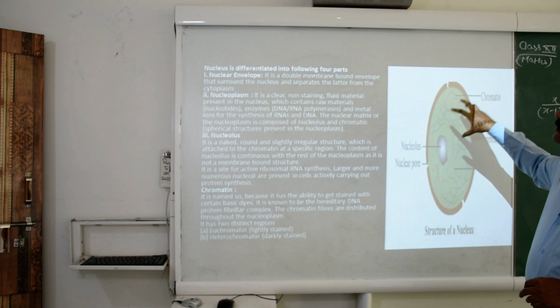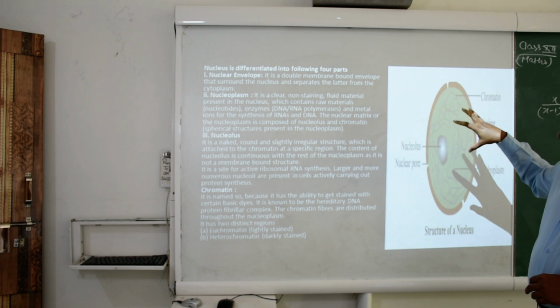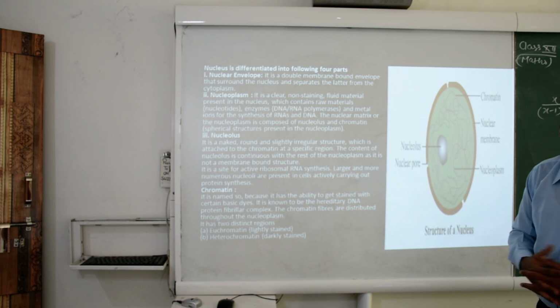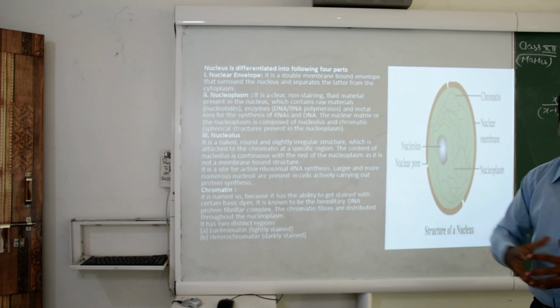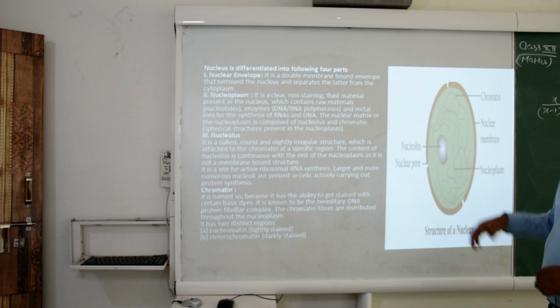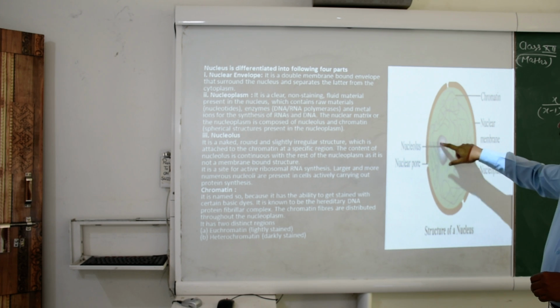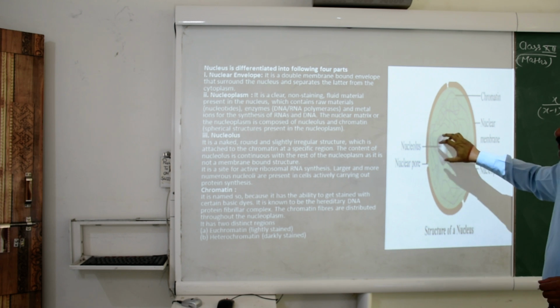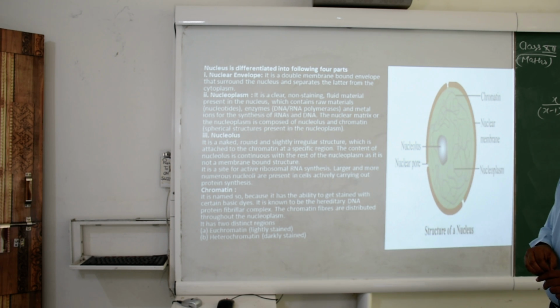This consists of different enzymes, especially DNA and RNA polymerase, which are responsible for elongation and the duplication and multiplication of the DNA. Right? Now here you can see a spherical structure, which is called the nucleolus. It is naked in nature. It is not covered by the nuclear membrane.